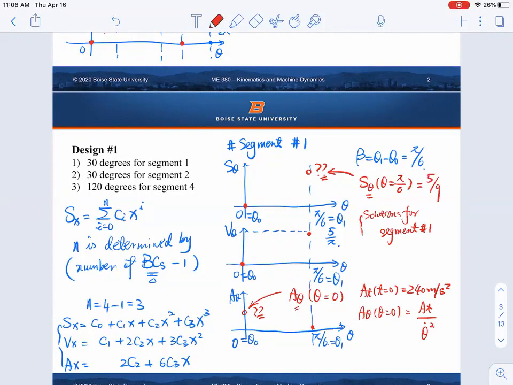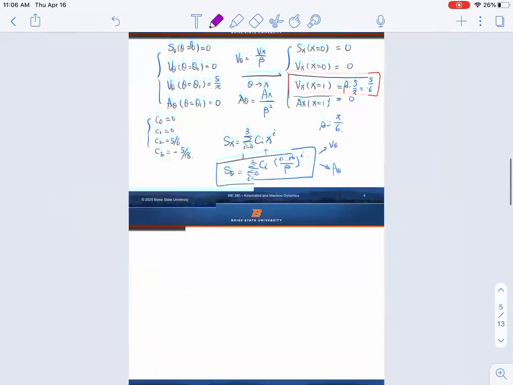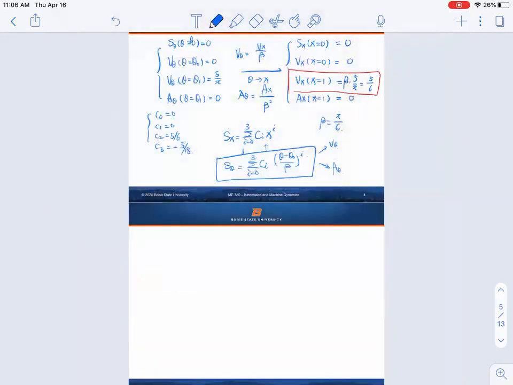Okay, so that means once you finish one segment, you should be able to find all 6 boundary conditions for that segment. So here, after that derivation, we already know these boundary conditions. Then we can move on to other segments. So let's see, we have segment number 2.